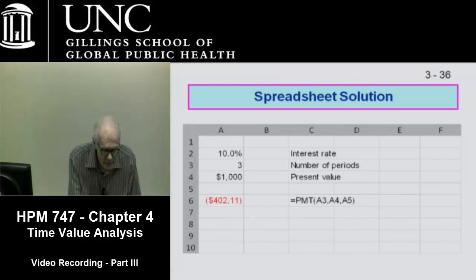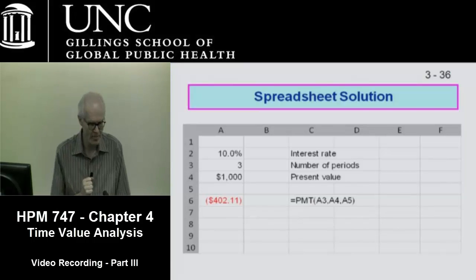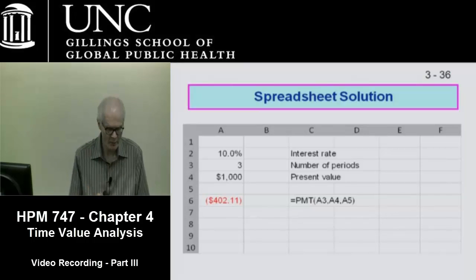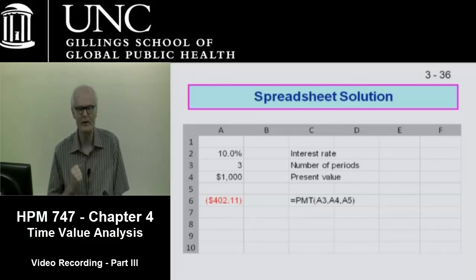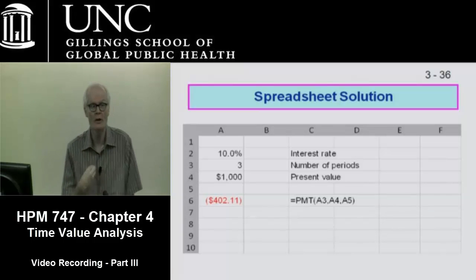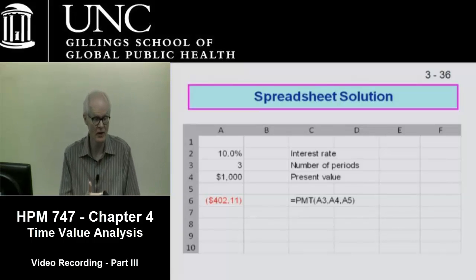Sorry, I got those wrong. There's a typo. It should be A2, A3, and A4, not A3, A4, and A5. So it should be A2. The second thing it wants is the number of periods, which is 3, in A3. And then finally the present value, which is the $1,000 loan that you're getting today, in today's dollars.